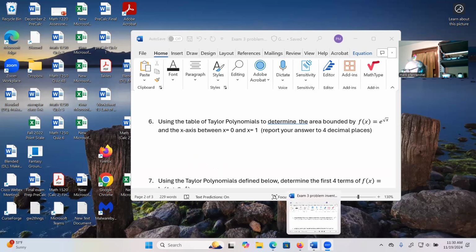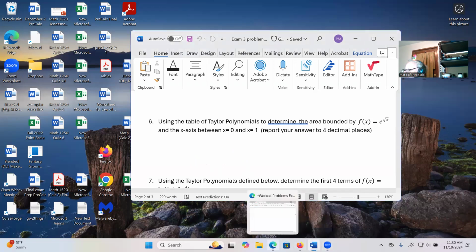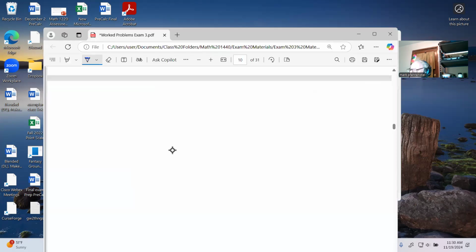So what we're looking for is a Taylor polynomial for e to the square root of x. And really what we do is the integral from 0 to 1. This is what we're actually asking you to do. But there is no u substitution we can do here. There's nothing to help us break this integral so we can actually do it.